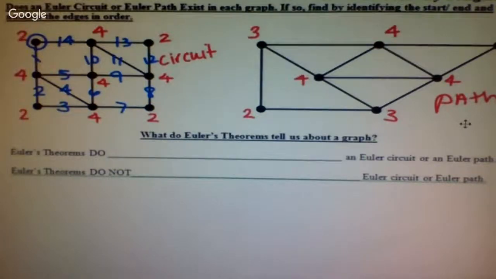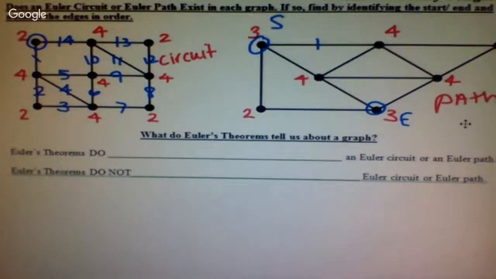When you have a path, you must start at one odd vertex and end at the other. It doesn't matter which. So I'm going to start here, and we want to finish here then. If I start in the top left, which direction do you want to head first? To the right. There's 1, so now I'm here.